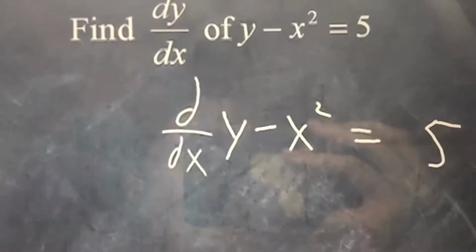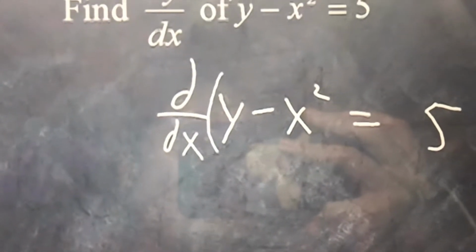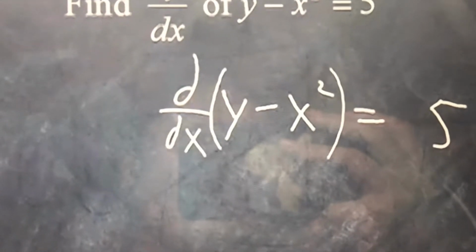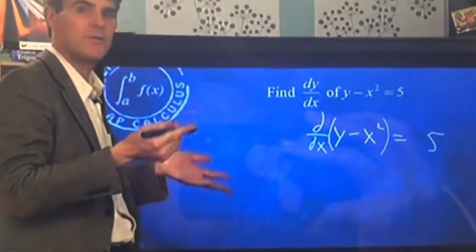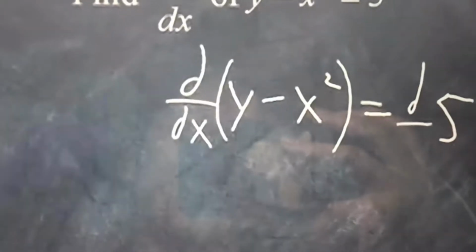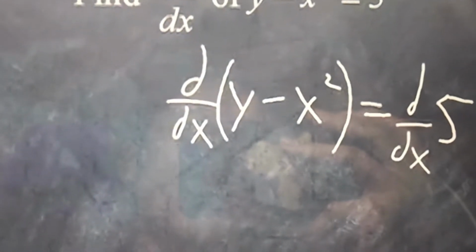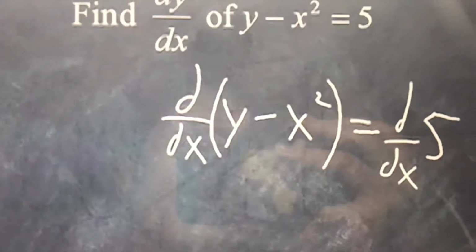d over dx. I'm going to put this in parentheses because it has to be done to that entire side. Now, if I'm doing the derivative of one side, I have to do the derivative of the other side. So we've got d over dx of 5. Okay, now we can go to town.